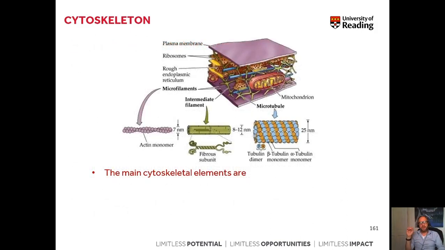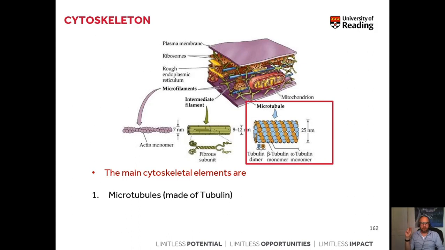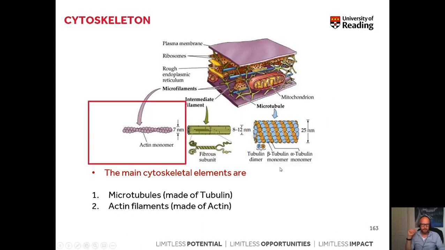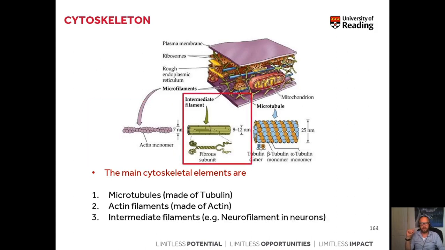The main cytoskeletal elements are the microtubules, and they are made of two different forms of tubulin, the so-called alpha tubulin and beta tubulin. We also do have actin filaments, and actin filaments are slightly smaller than tubulin filaments that can be up to 25 nanometer large. In contrast, actin monomers are fairly small.